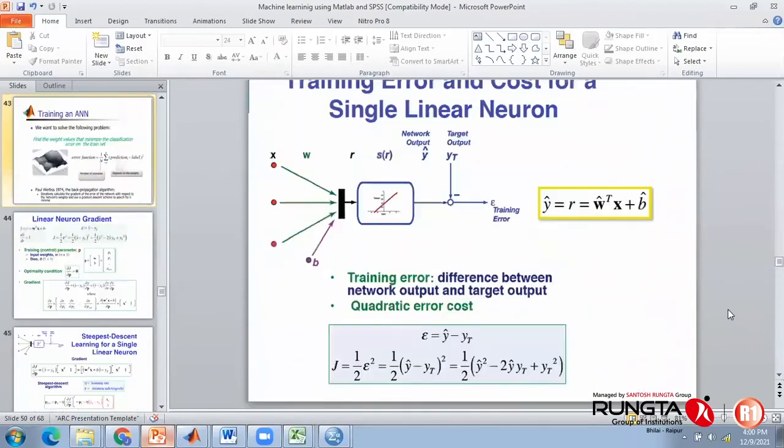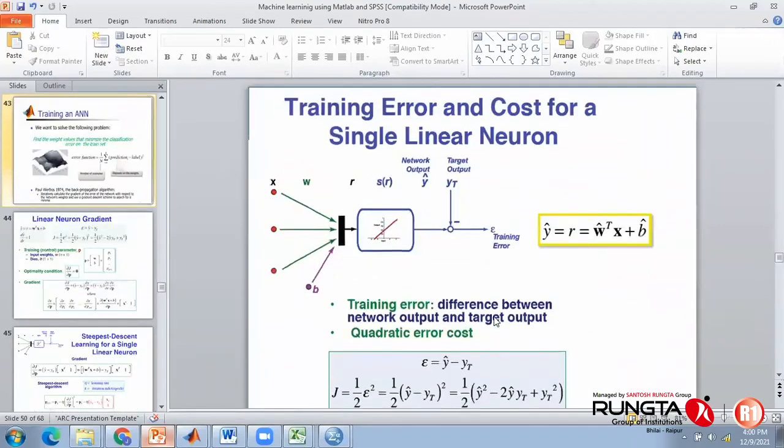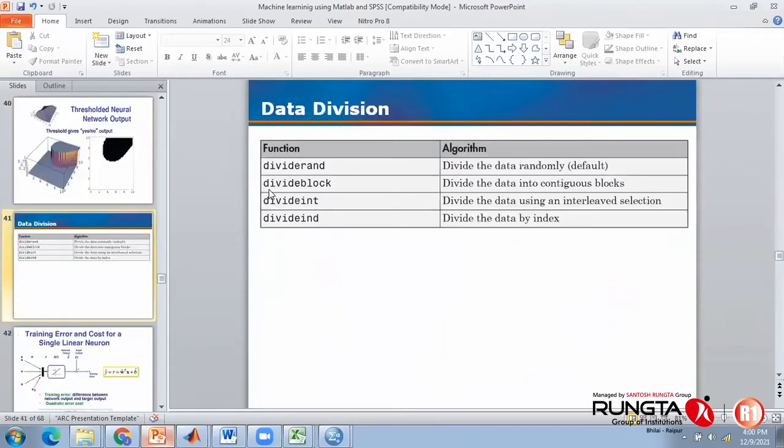This slide, I hope it is visible on the screen. So data division, it is divide rand, that is a random division. This is the default version which we usually use in MATLAB as well as in SPSS. There are other methods also, but I suggest you go ahead with random data division only. Then only we will get better results with a neural network.